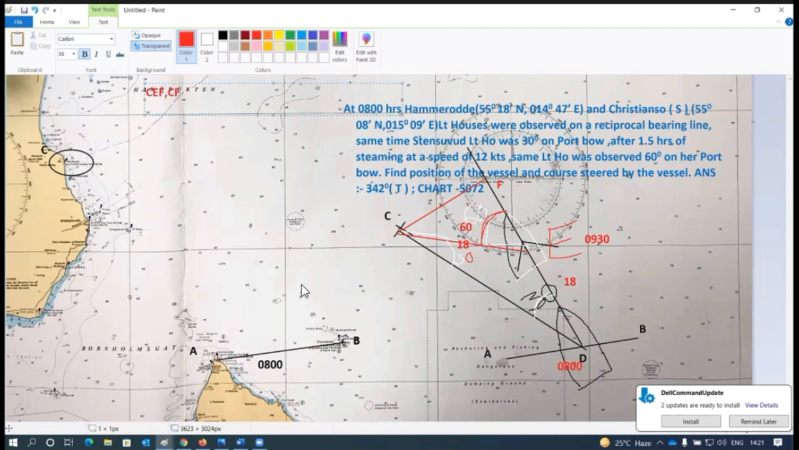So CF divided by CE, perpendicular by hypotenuse, is equal to sine theta. So sine 60. From here, CF is equal to CE into sine 60. Sine of 60 is equal to how much? 18 into sine 60 gives 15.588, so 15.6. So this is my CEF triangle.